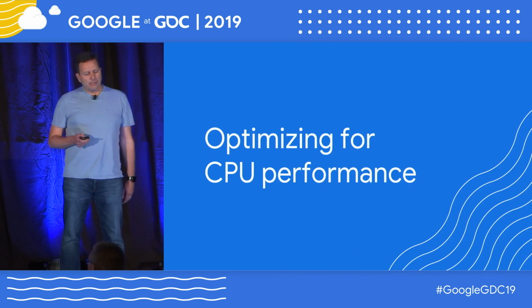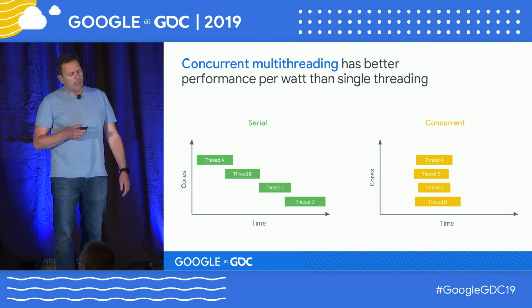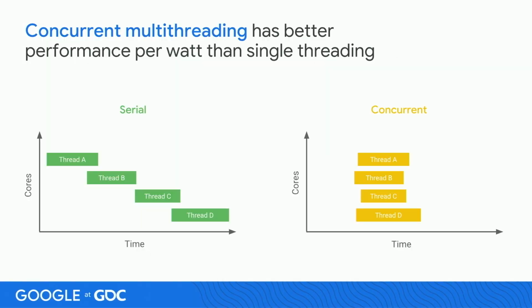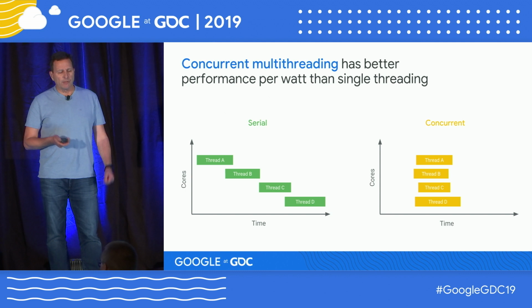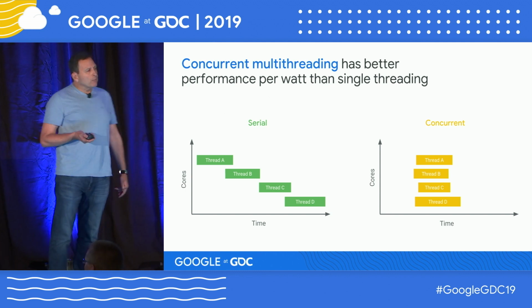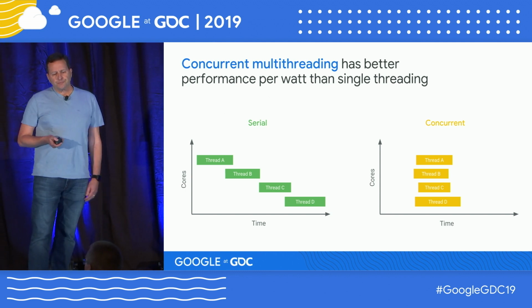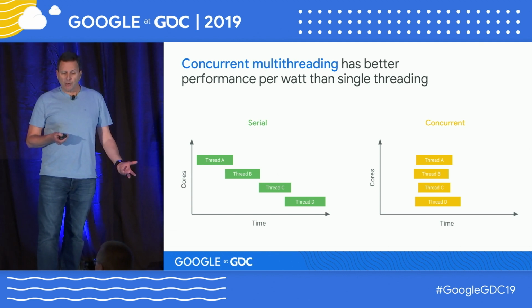So let's look at some CPU performance optimizations. One of the best things you can do is to do multi-threading. High-end Android devices have 8 cores, and it's really a waste to not use some of those cores. A single-threaded game is a waste. We know that multi-threading, and of course concurrent multi-threading, which is really the optimal way of doing multi-threading, has better performance per watt than single-threading. So it affects power as well.